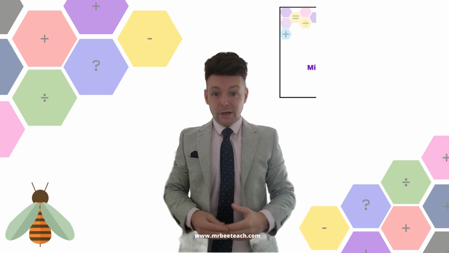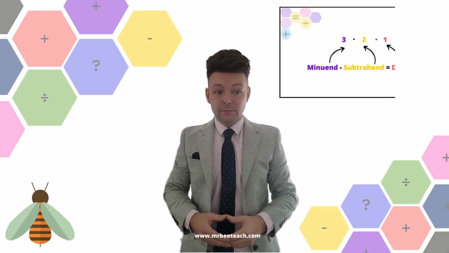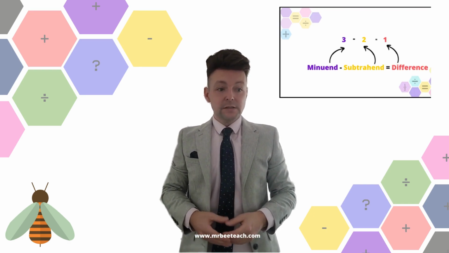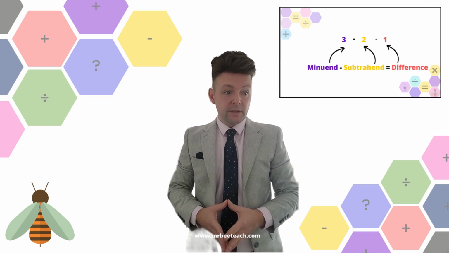And similarly, subtraction involves taking away one quantity from another. The start number is the minuend, and the number being subtracted is the subtrahend. The result is the difference. For example, 7 take away 4 equals 3. 7 is the minuend, 4 is the subtrahend, and the difference is 3.